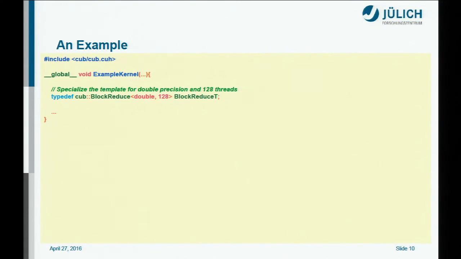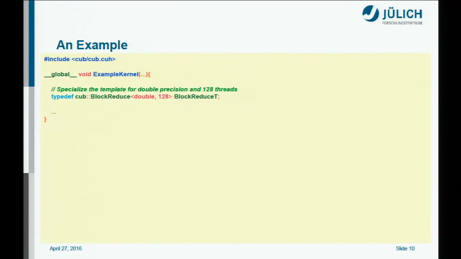So here's an example. We've got an example kernel, and we're going to do a block reduce. So yesterday we were doing a dot product as our reduction, and we were doing it at a block level. So remember, each thread block was using shared memory to implement a reduction. Well, this is what you would use if you wanted to do this with CUB.